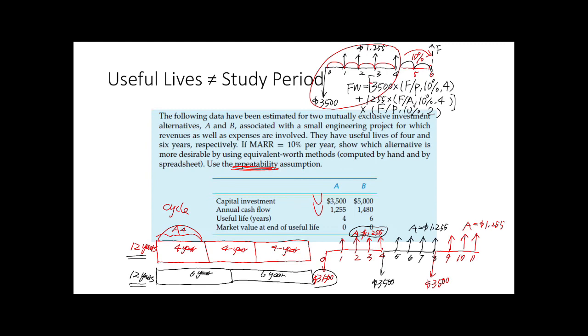You want to work on this problem to understand why you repeat the 4 year alternative 3 times and you repeat the 6 year project 2 times. Why do you do that? And in the final, you're going to see different alternatives. It could be 2 years and 3 years, different alternatives. Then you want to know how you find the appropriate study period. Just try to repeat them several times and see where they hit the same number of years.